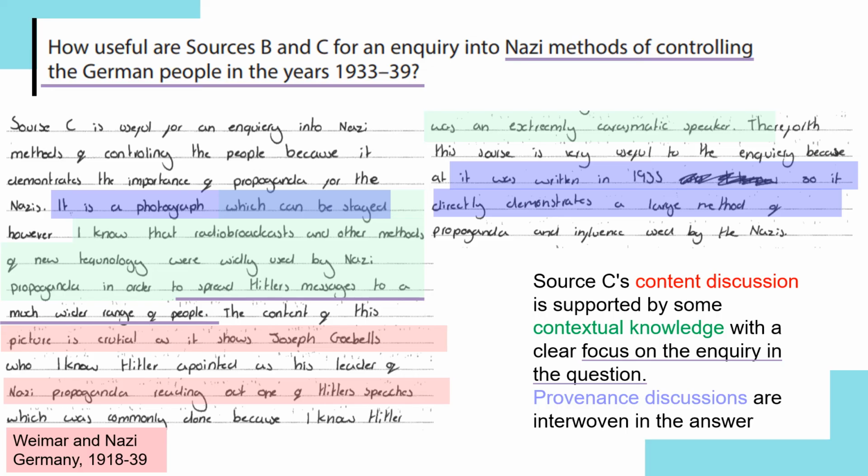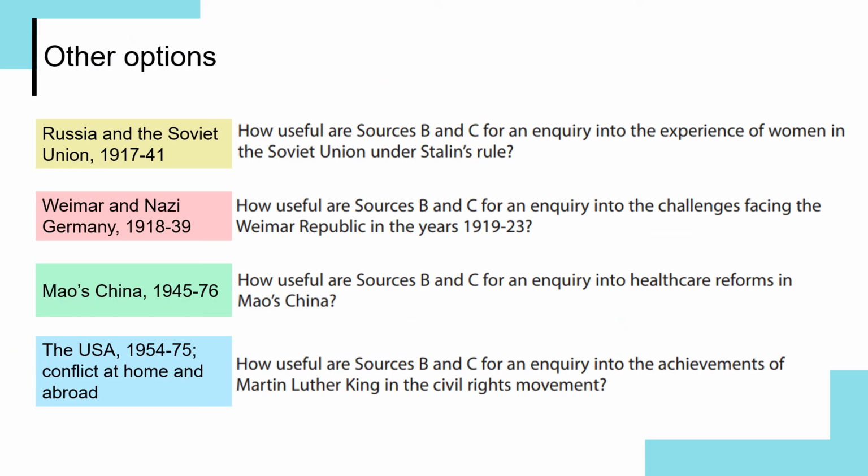This is a concise answer which covers all aspects of the mark scheme required for this source. They would then need to repeat this process for source B as well in order to access the full 8 marks. Here are some sample question 2s for all the options for this paper. They may be useful for you to practice.